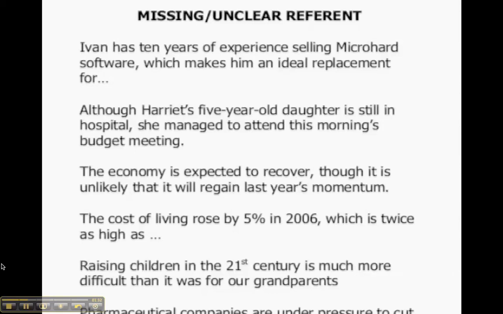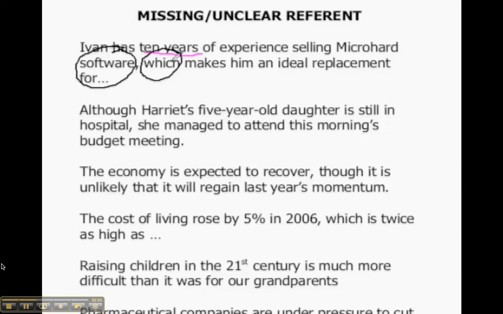Yvonne has 10 years of experience selling micro-hard software, which makes him... now, what makes him an ideal replacement? The software or the experience? I think it refers to the experience, the 10 years of experience selling the software. So, this which does not refer to software. All right? It does not refer to software.